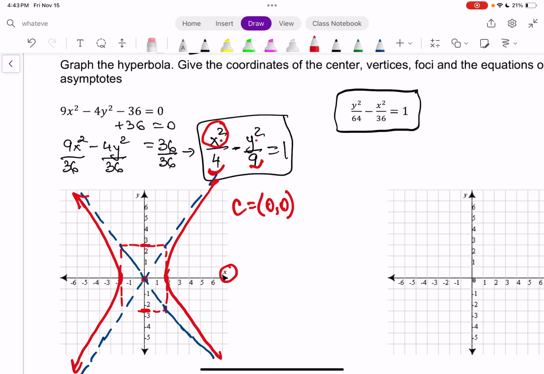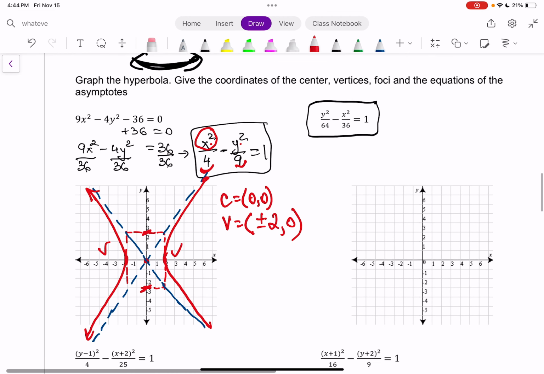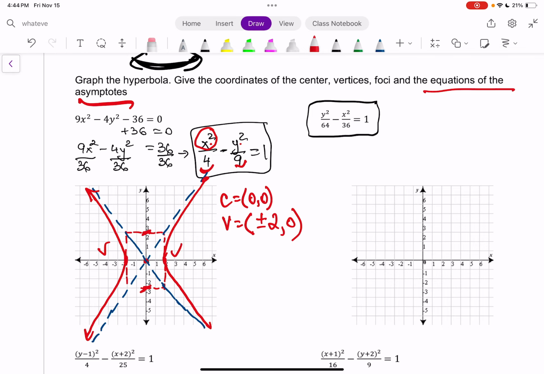So now let's answer more questions. Where are the vertices? These are the vertices at the edges of the hyperbola. So as you see, they're at plus, minus 2, and 0 as they are on the x-axis. I didn't ask you for covertices, but if I would have, there would be the points at 0, 3, and 0, negative 3. I would like to know where the foci are, so we'll figure that out. But what are the equations of the asymptotes?